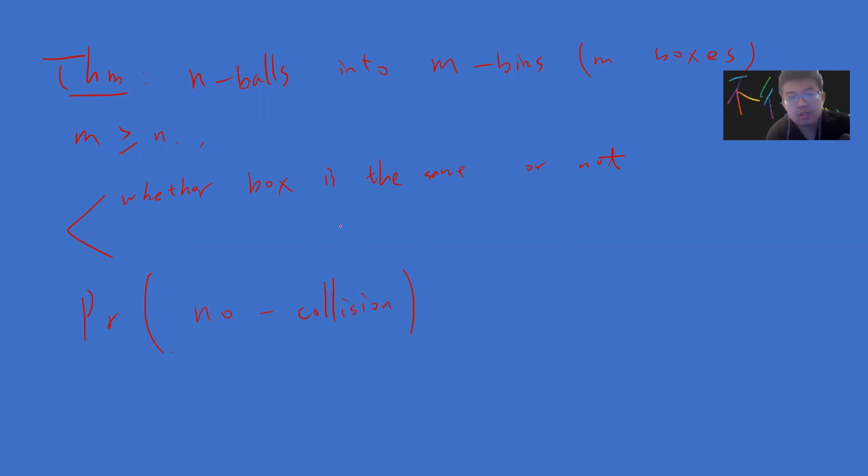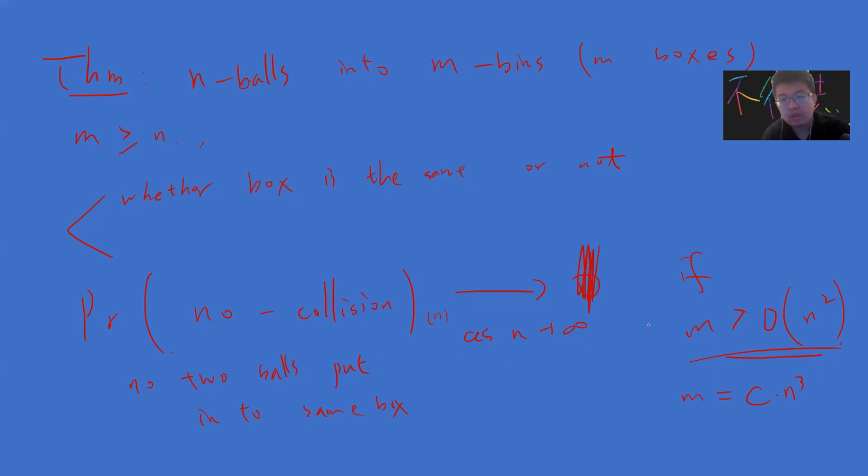No collision means that no two balls are put into the same box. The collision probability goes to 0 as n goes to infinity if m is greater than order of n squared. Suppose you choose m to be a constant times n cubed, then the probability will go to 0 as n goes to infinity. Sorry, it goes to 1. Sorry, I'm wrong, because this is no collision, so the collision probability goes to 0. So if you take m large enough, then with high probability there will be no collision.